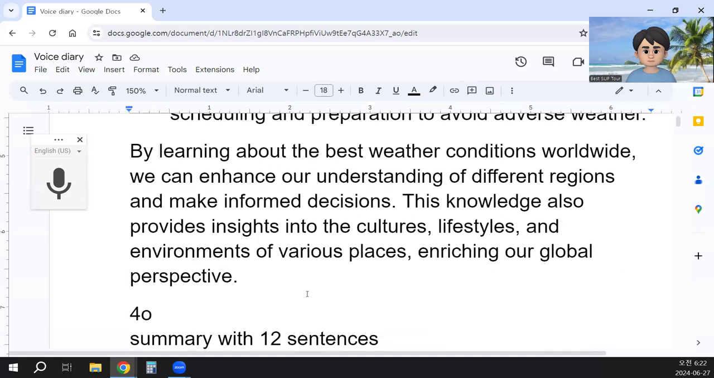By learning about the best weather conditions worldwide, we can enhance our understanding of different regions and make informed decisions. This knowledge also provides insight into the cultural lifestyle and environment of various places, enriching our global perspective.